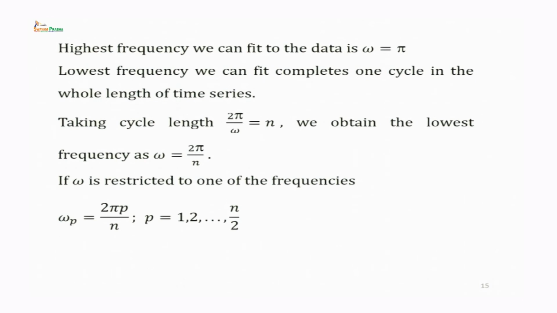Now suppose we assume that omega is restricted to one of the frequencies in this range. So, omega p is equal to 2 pi p by n, and p is equal to 1 to n by 2. So, for p equal to 1, what do you get? 2 pi by n, the lowest frequency. Then for p equal to 2, you get 4 pi by n, for 3, 6 pi by n, and so on. When you take p equal to n by 2, you get omega n by 2 equal to pi. So, pi is the highest frequency which you can fit to the data.